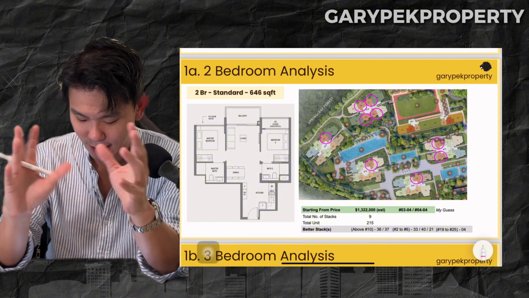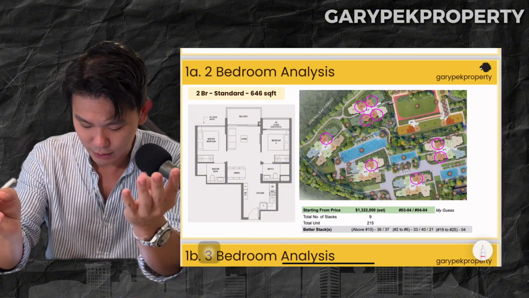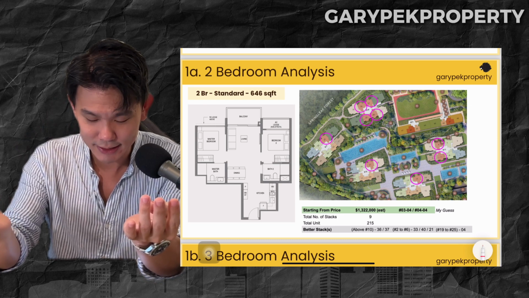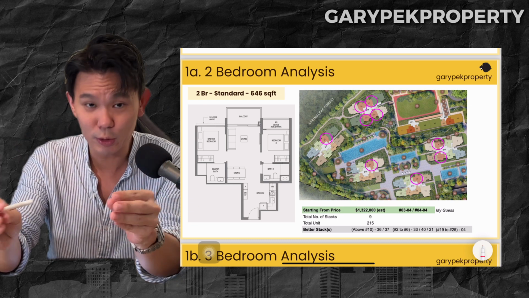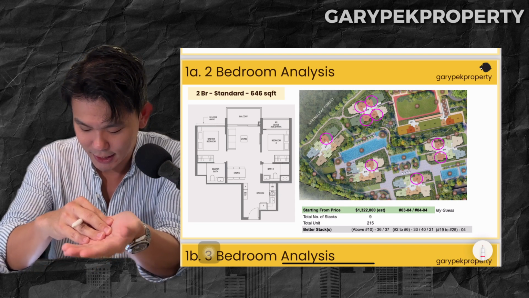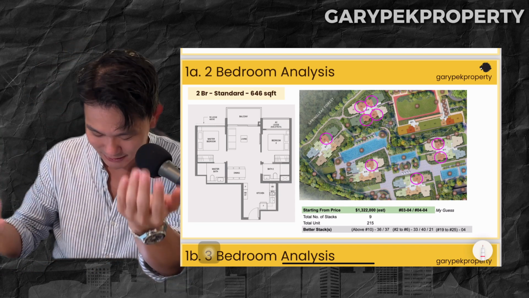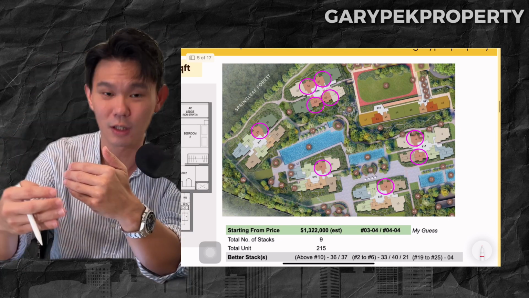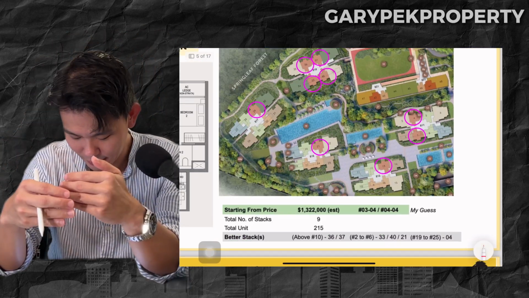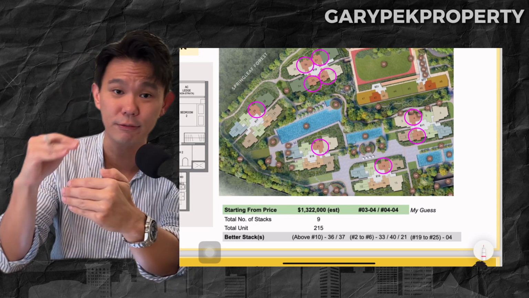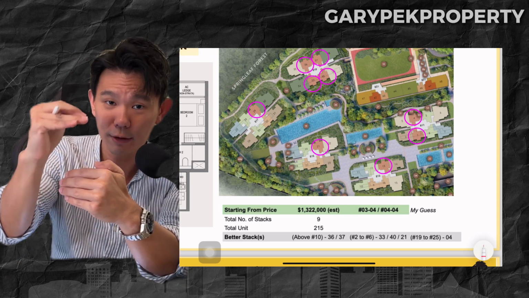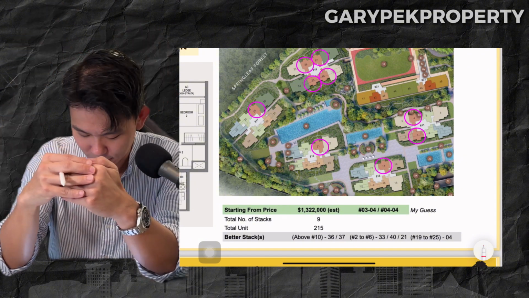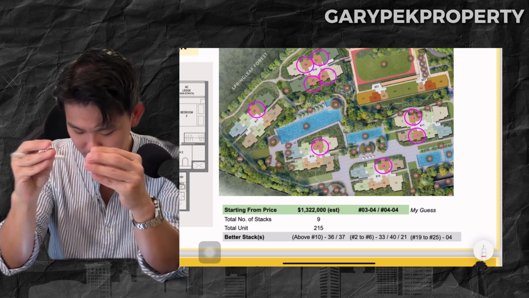And there are a total of 9 stacks altogether, ranging from stack 1, 4, 13, 21, 29, 33, 36, 37 and stack 40. A total of 215 units altogether. And of course, my best guess is that the cheapest stack would be stack 4, because it will be directly facing the conservation campus, where at level 3 or level 4 you would be facing either the building itself, if not the roof of the building. I don't think you will overlook into the field in front. So I guess that is where the starting from or the cheaper stack will be.